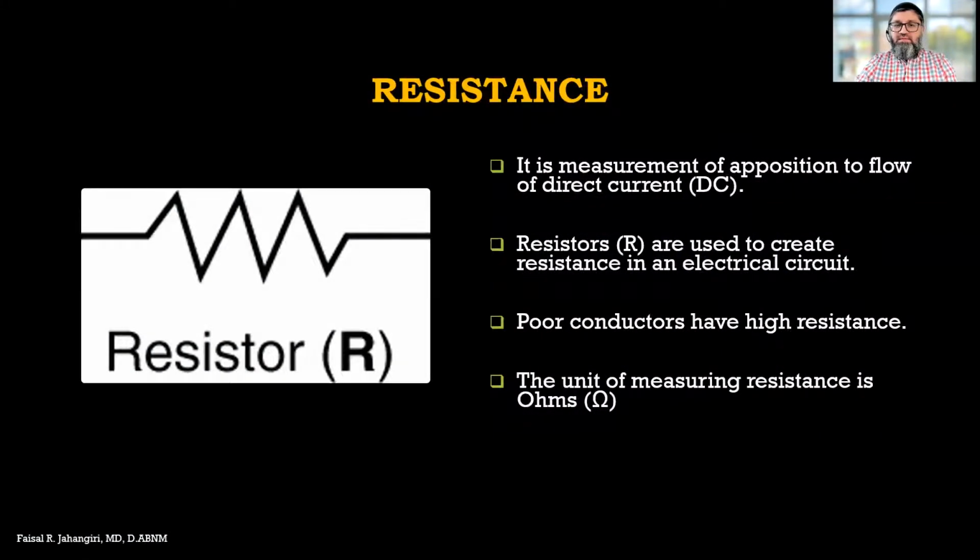Resistance. So what is resistance? It is the measurement of opposition of flow to the direct current. So in a system, we have direct current and alternating current. The opposition to flow of direct current is known as resistance. Resistors are used to create resistance in the electric circuit. So when we want to induce a resistance in a circuit, we add different resistors, and the unit of measuring resistance is the ohm. So you can have 1 ohm, 10 ohm, 100 ohm, megaohms, 10 megaohm, 20 megaohm, very high resistors. So all the poor conductors have very high resistance, and all the good conductors have a low resistance.